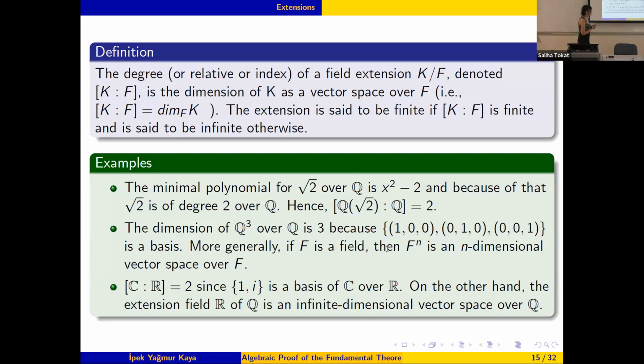The dimension of Q cubed over Q is 3 because this vector is the basis. More generally, if F is a field, then F to the n is an n-dimensional vector space over F. And the degree of C over R is equal to 2, since 1 and i is the basis of C over R. On the other hand, the extension field R of Q is an infinite dimensional vector space over Q.